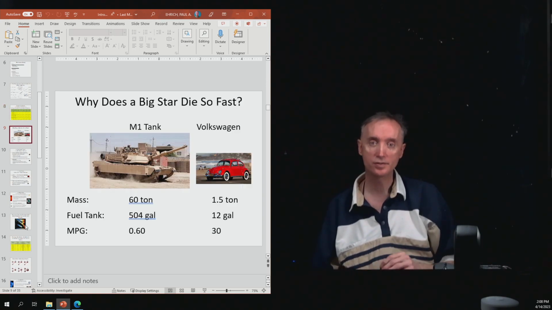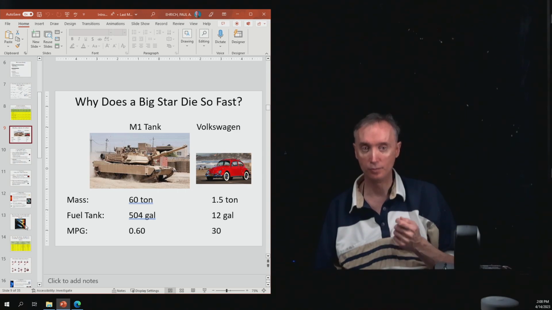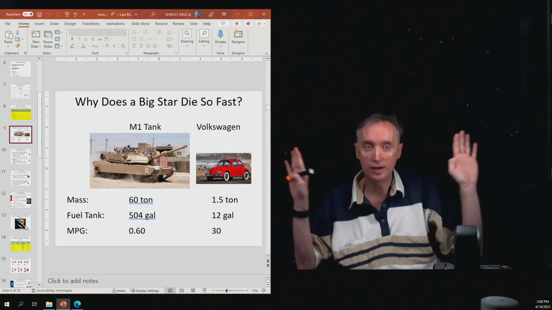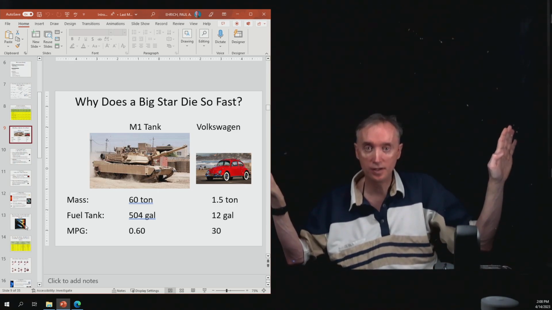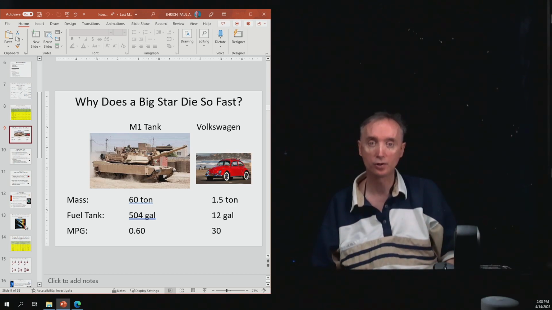This explains why the bigger they are, the harder they fall. The bigger the star, the faster it runs through its fuel, and it's because of its mass. The bigger the star is, the more gravity it's going to have. The more gravity it's got, the harder it has to work to keep gravity at bay, which means it's going to run through its fuel quicker.